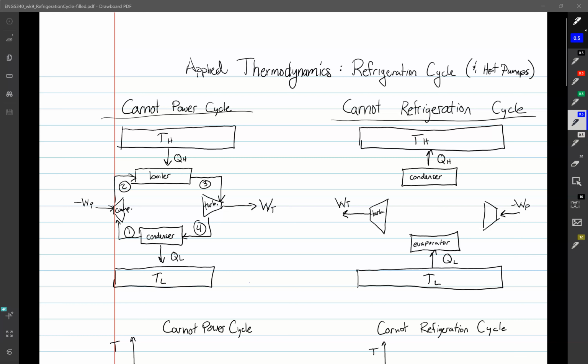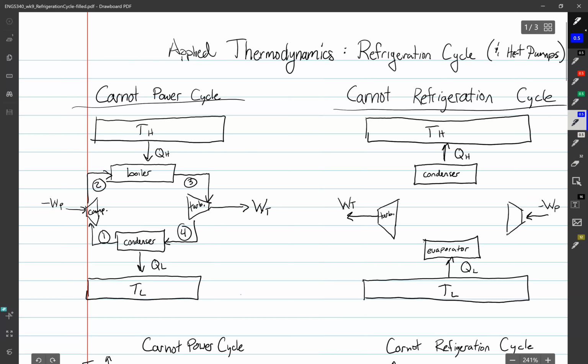In this video, the cycle we're going to be talking about is the refrigeration cycle, and then we'll also at the end mention the cycle that's used for heat pumps and what those are. So we'll talk about the refrigeration cycle in the context of the Carnot power cycle, which we've talked about quite a bit. So over here at the left, I have the Carnot power cycle.